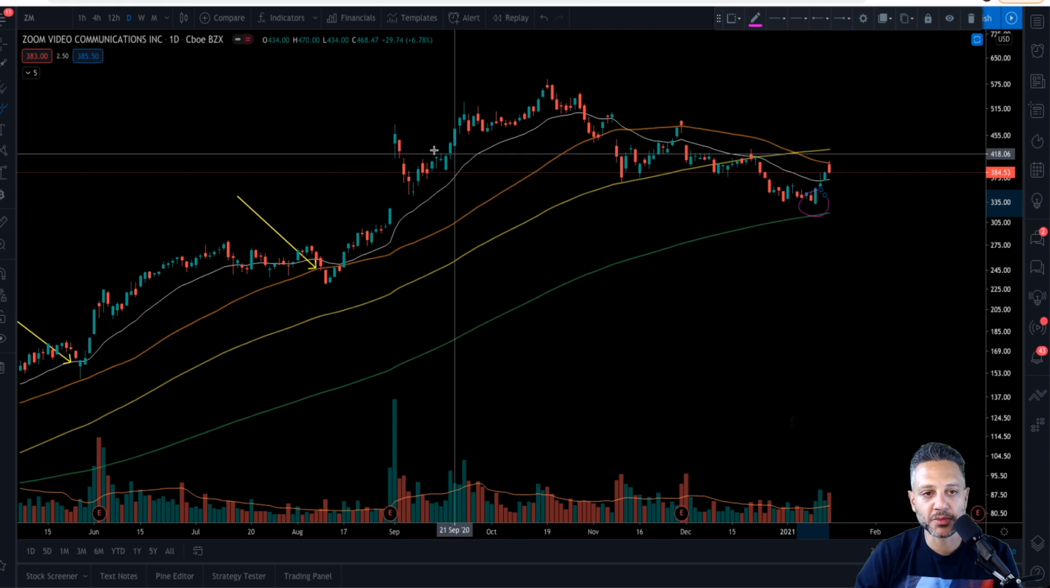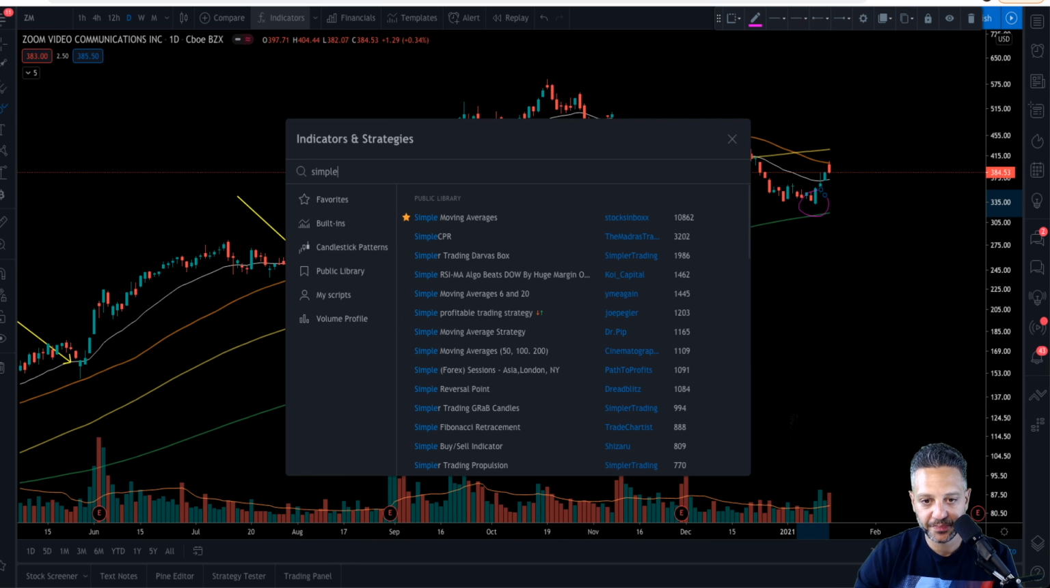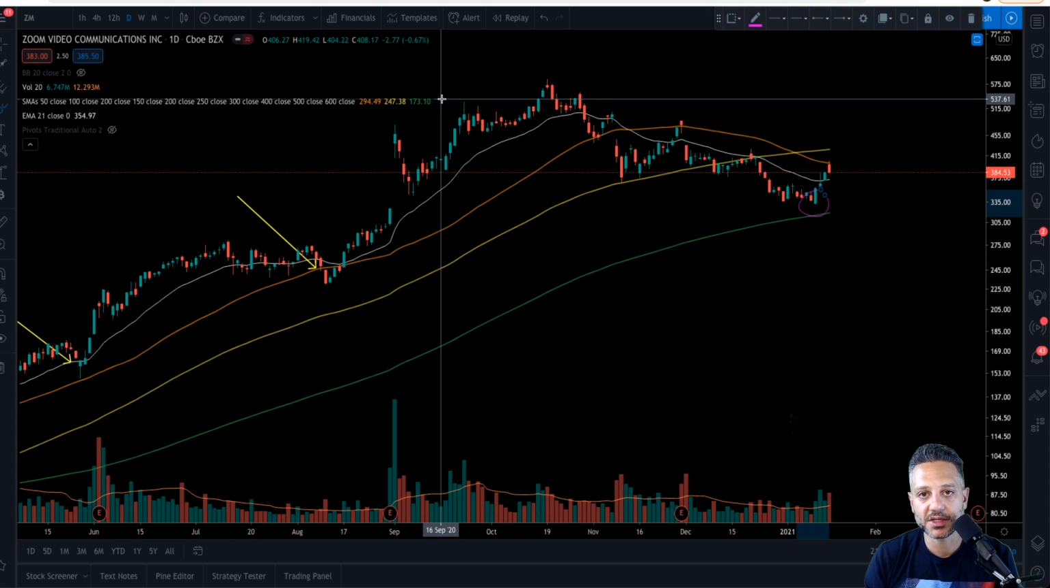And if you're looking for the simple moving averages in TradingView, you go to the indicators, you could type in simple, and here you see simple moving averages. And you can change the colors to what you want. I don't know why, but I always default to the Rasta colors. Must have been that trip in Jamaica.